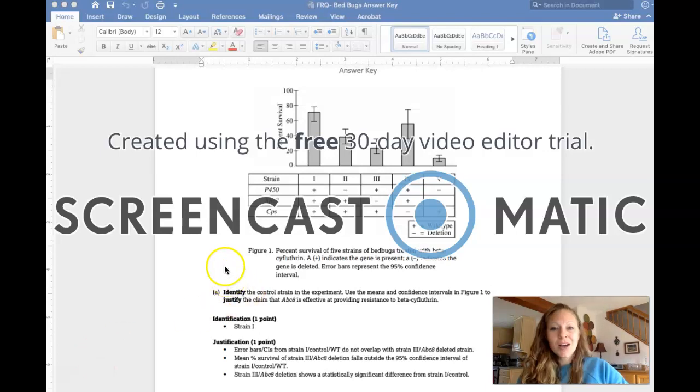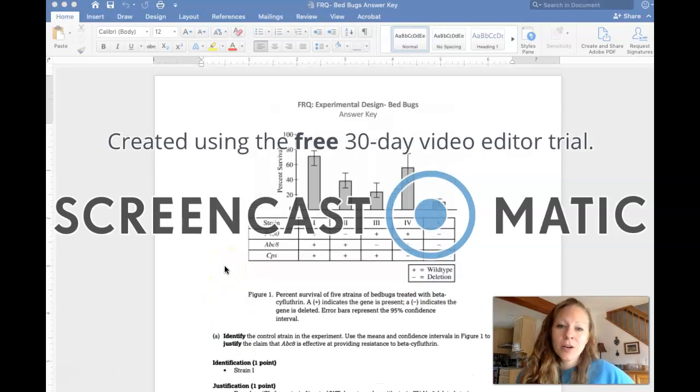Hey you guys, we are looking at the FRQ on bed bugs and experimental design. I believe this FRQ was pretty straightforward, and it was more about keeping your game together, reading the information, processing it, and coming to a conclusion. They just gave you data to break down, and none of the questions were really too out there. So let's look at the data they gave us.